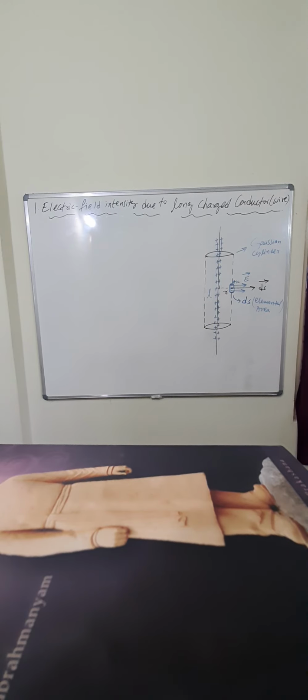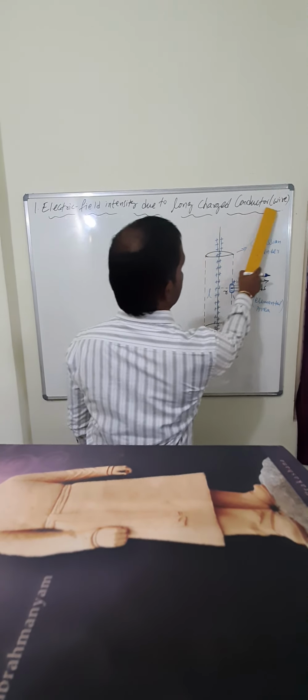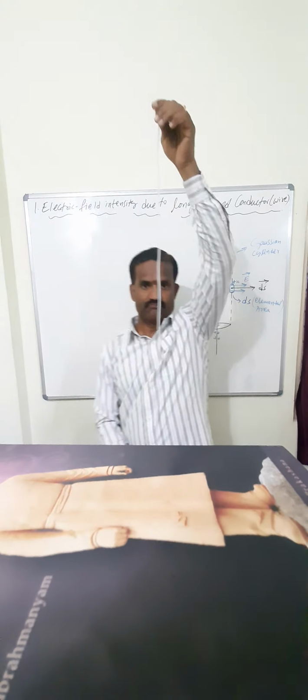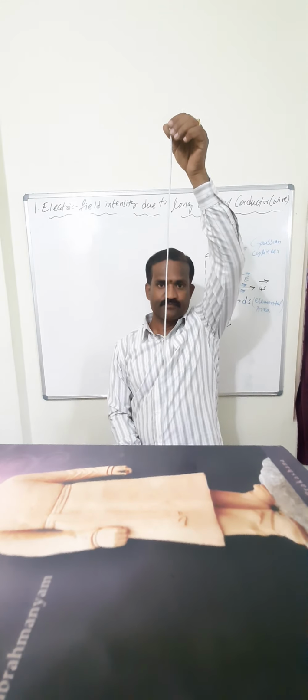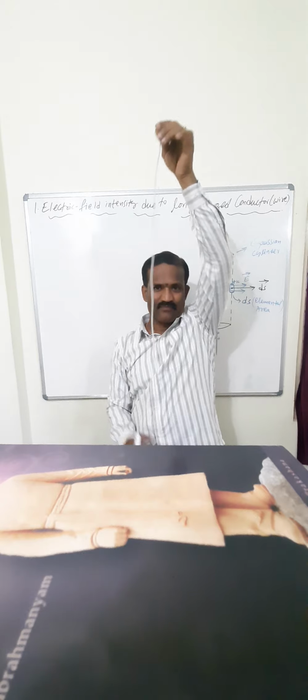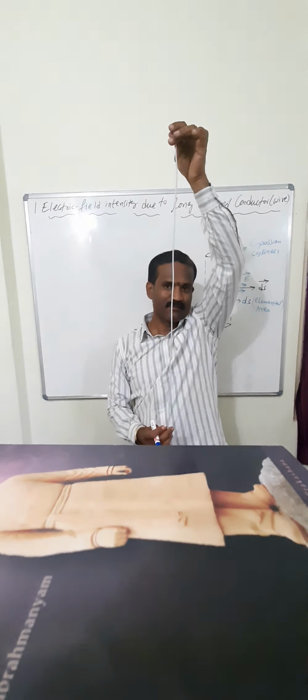Hello students. So we will discuss applications of Gauss theorem. First application. What is the first application? Electric field intensity due to a long charged conductor or conducting wire. This is a long conducting wire. So you remove the electrons from this long conducting wire. If you remove the electrons, it will charge positively.